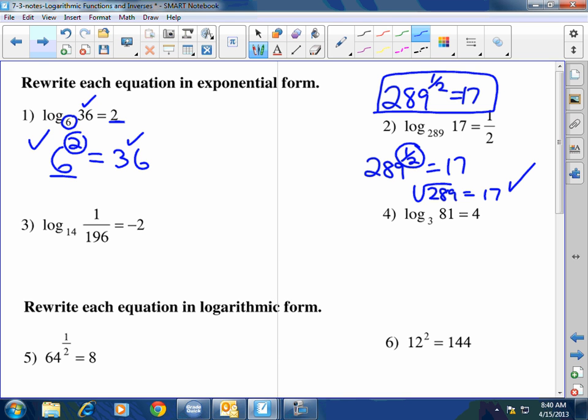Number 3, base 14 to the negative 2 power equals 1 over 196, sorry. Not 1 over 96, 1 over 196. Base b to the y power equals x. What would number 4 look like, boys? Awesome. Base b raised to the 4th power equals 81. And of course, all of these work.